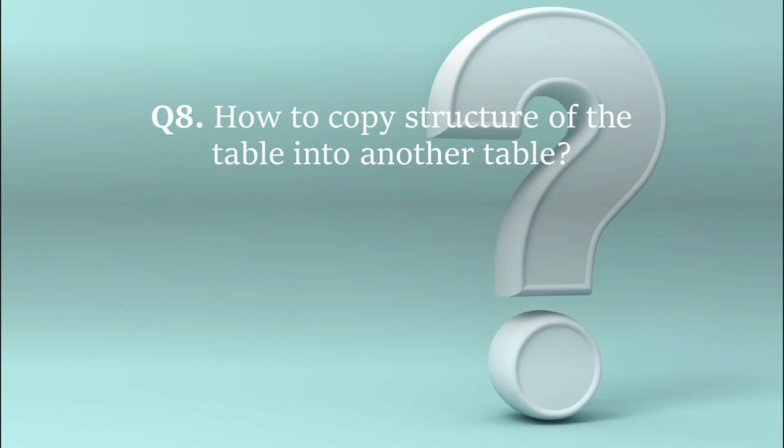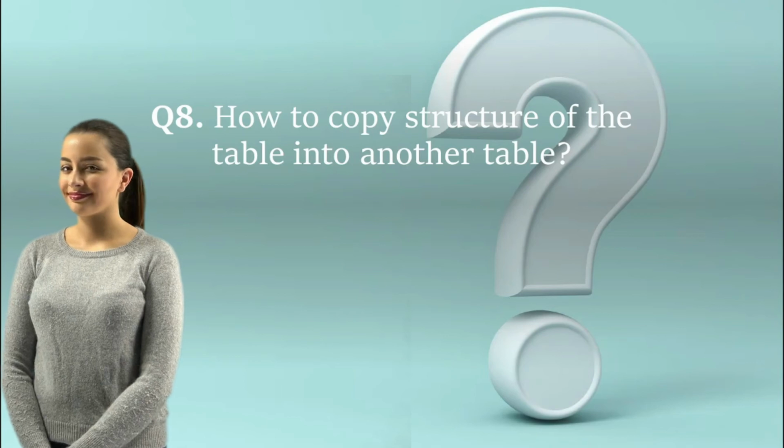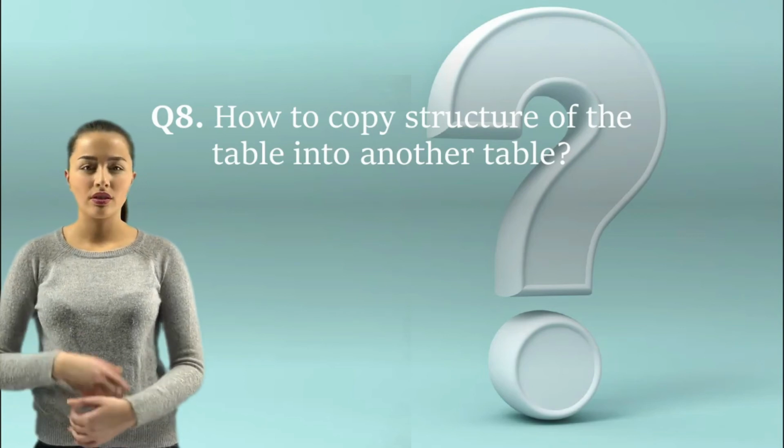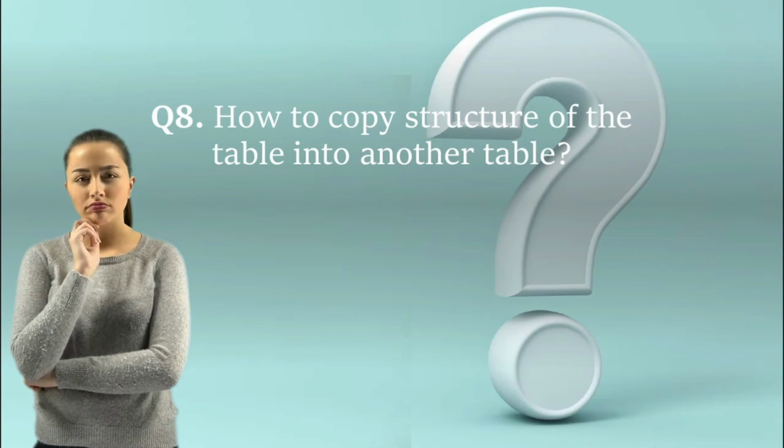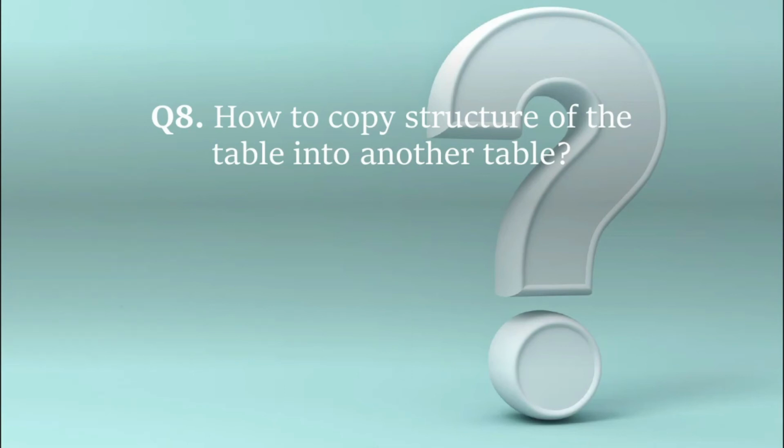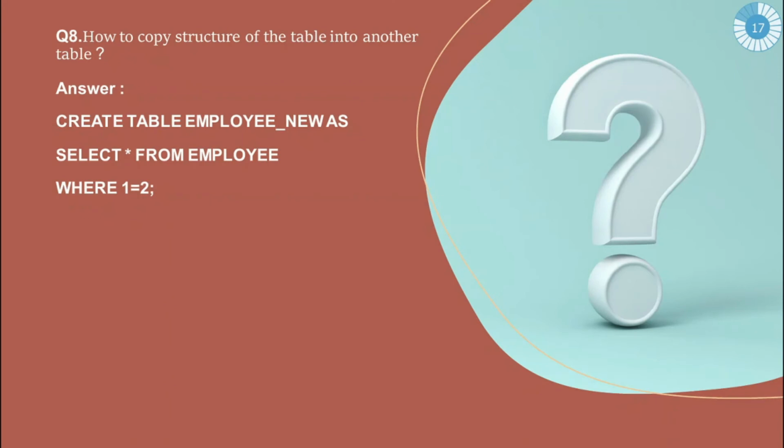So how do you do it? We need only a structure. Structure means, if the employee table contained 5 columns, it will only create those 5 columns, not the data. So how do you do it? I will give you 10 seconds. Think. So I think you got the answer. The syntax is very simple. You have to make a where condition false. The main logic behind it is you have to make the where condition false.